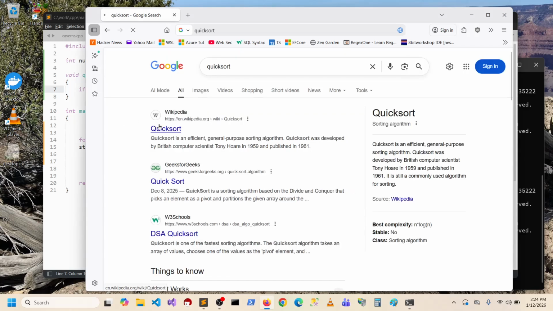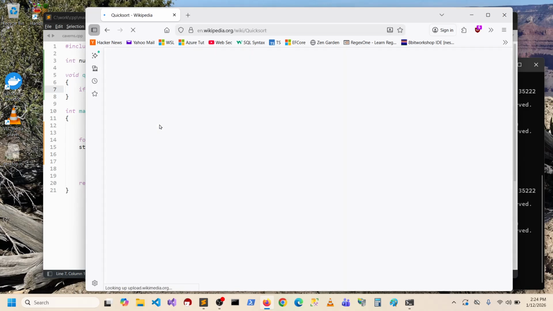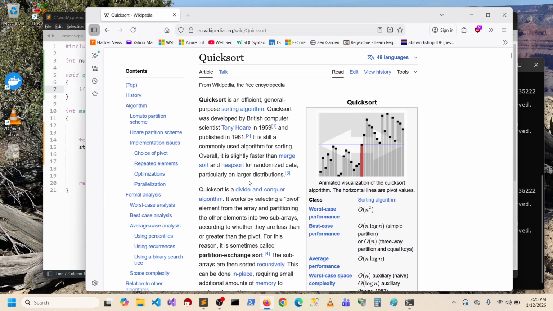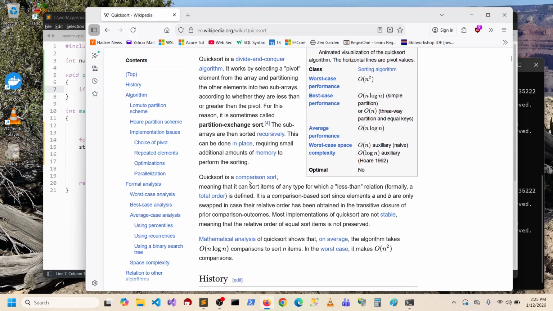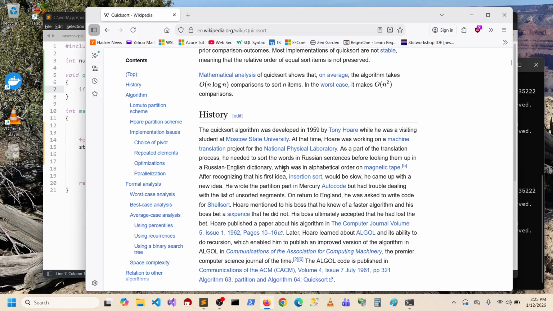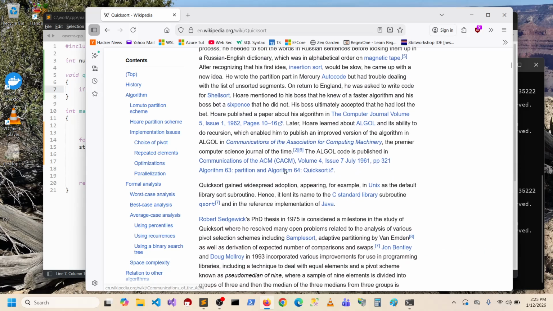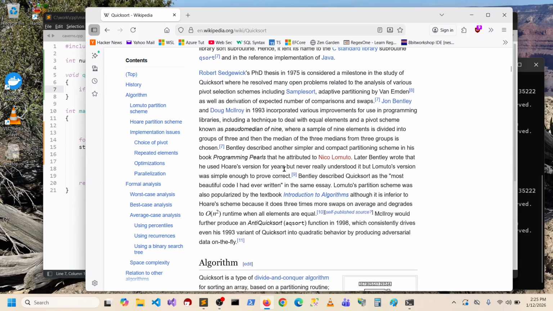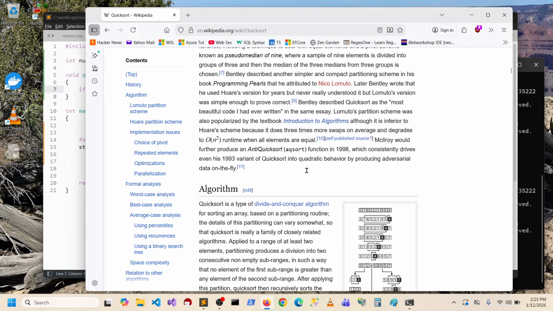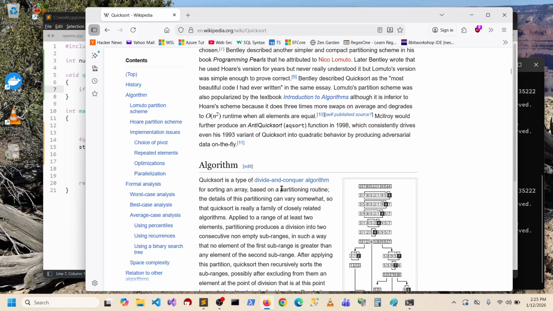Okay, here's the one from Wikipedia. Okay, blah blah. Let's see. Okay, history. Don't care. It is interesting, but I do not care at the moment. Okay. Blah blah blah blah.